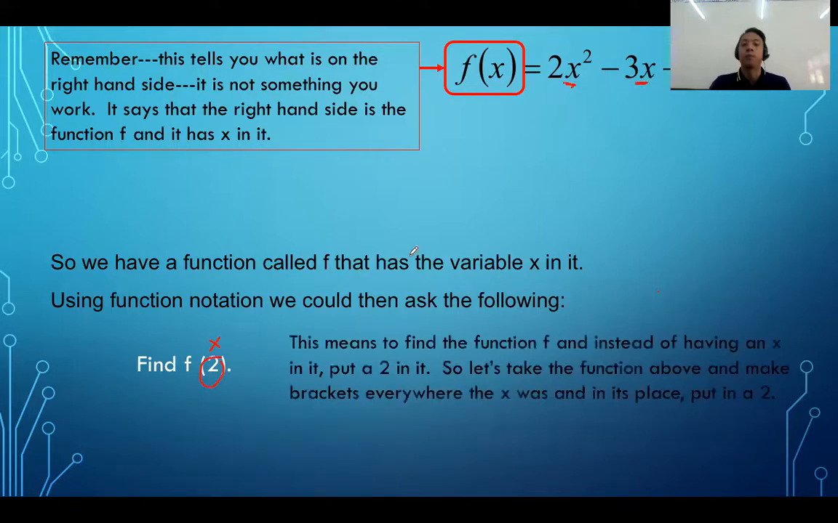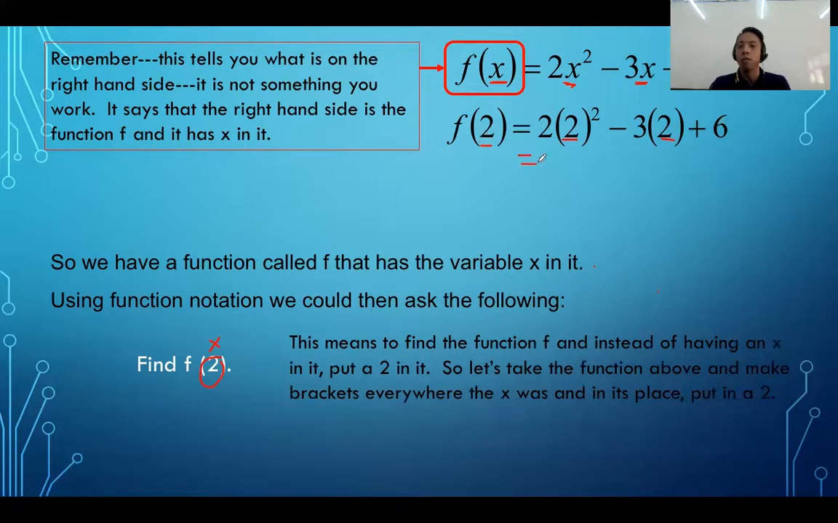Let's try this. All our x's became 2. Now, how do we solve it? Let us now solve it. So f of 2, or function of 2, is equal to 2 times 2 squared. 2 squared means we need to multiply 2 two times. So 2 squared is 4. 4 times 2 is 8.